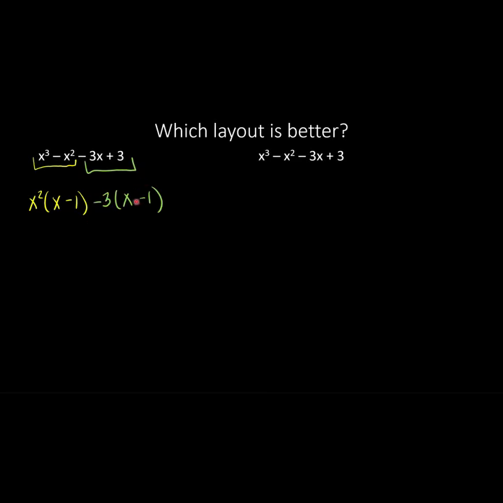Now we notice that we have another GCF, and that GCF is x minus 1. So I'm going to go ahead and factor out the x minus 1, and that will leave me with x squared minus 3 as my other factor. And I have factored that by grouping using a horizontal layout.